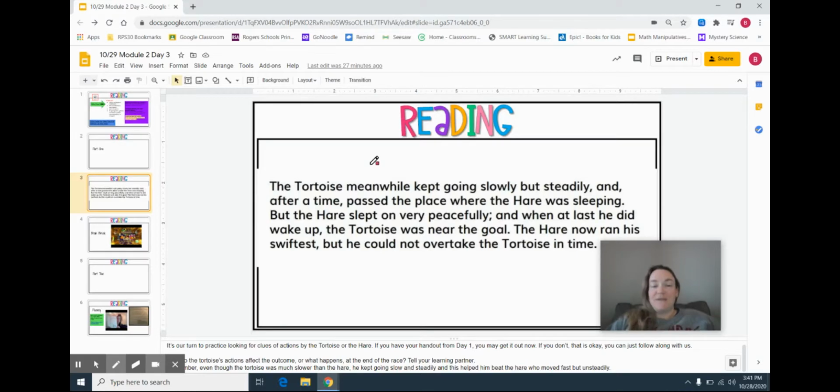If you said that the tortoise kept going slowly but steadily, you are right. That action was from the tortoise. Now, the hare had a couple of actions in this paragraph. Turn to your learning partner and tell them one of the actions from the hare.